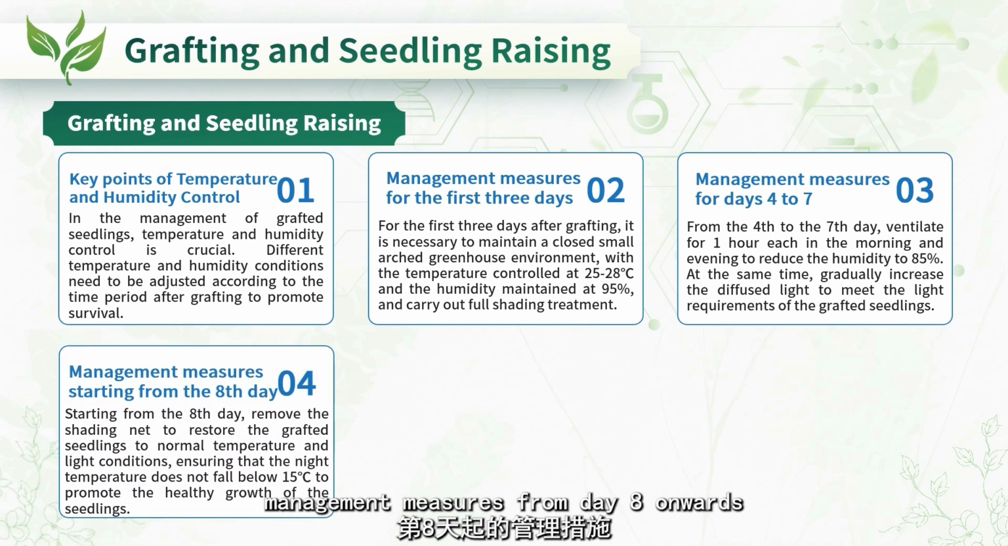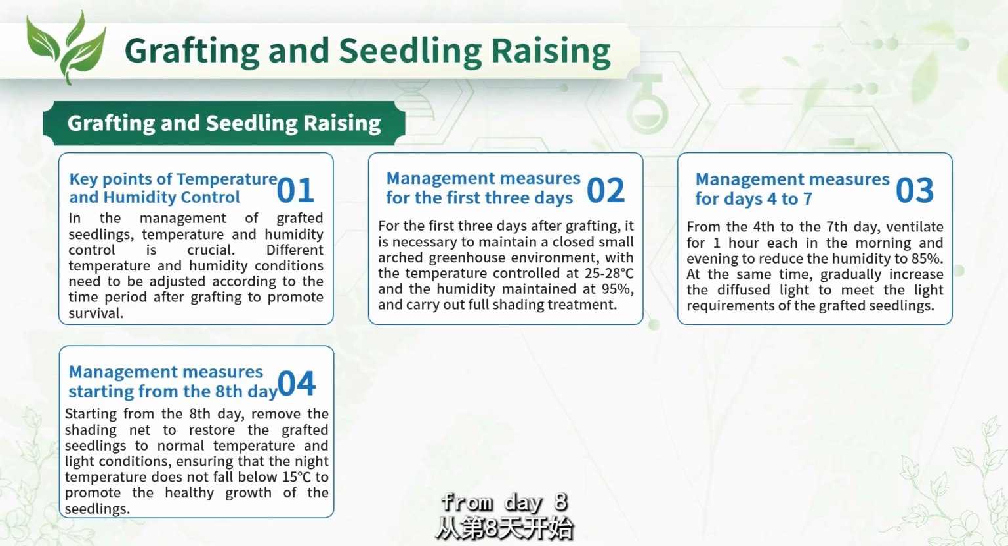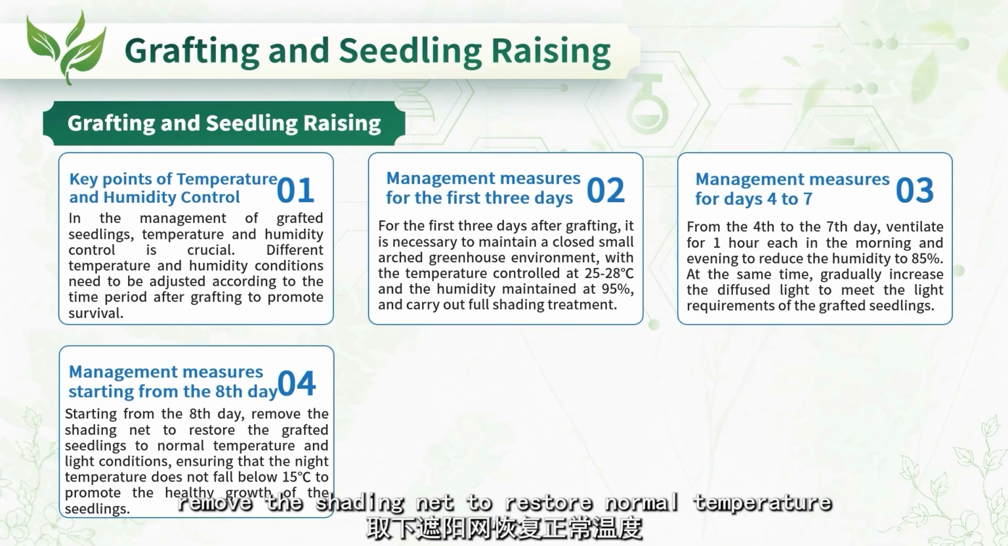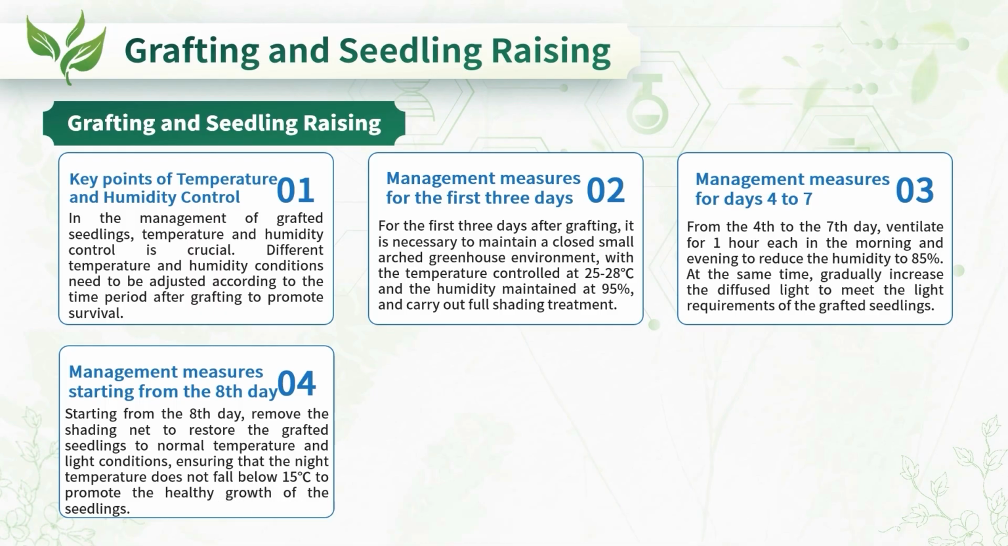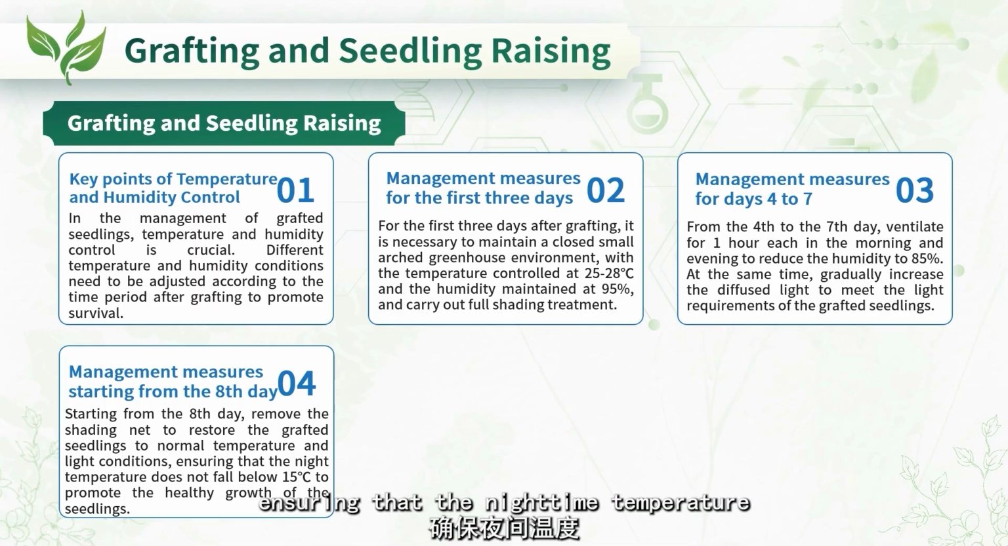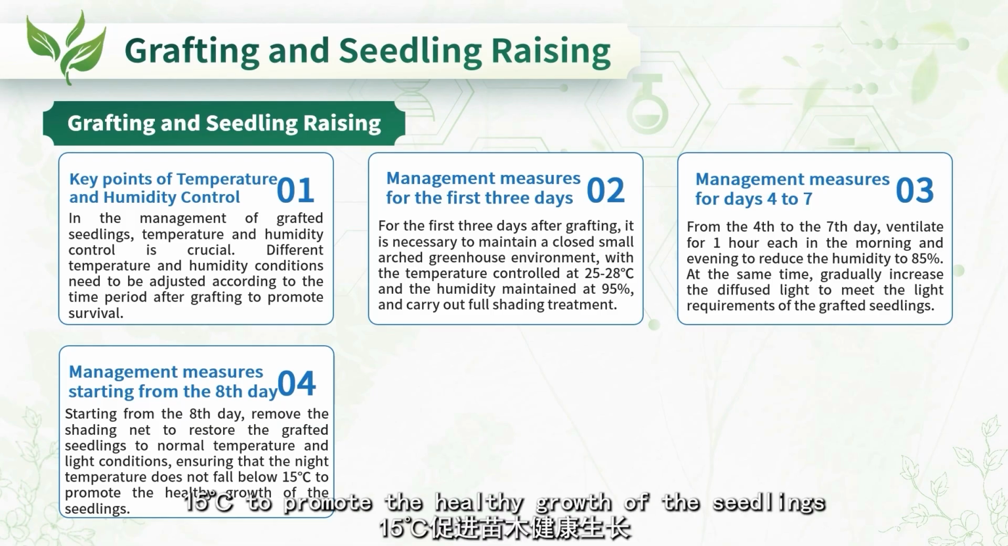Management measures from day 8 onwards. From day 8, remove the shading net to restore normal temperature and light conditions for the grafted seedlings, ensuring that the nighttime temperature is not lower than 15 degrees Celsius to promote the healthy growth of the seedlings.